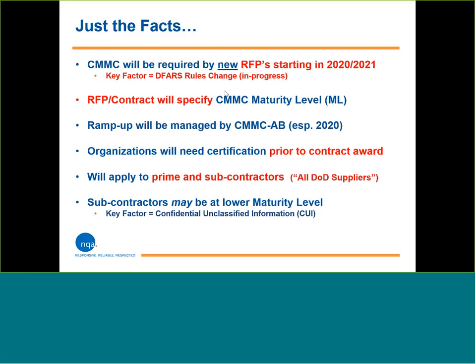But once it does start, the RFP or the contract itself will very clearly specify the CMMC maturity level, or ML, as you'll see referenced. So that will make it clear what level at least the prime needs to be certified for. And then how that is flowed down, we'll talk about in just a moment, but suffice to say it will be flowed down either at that level or at a lower level.